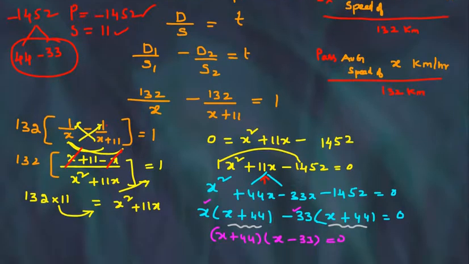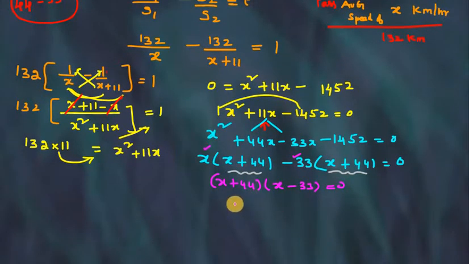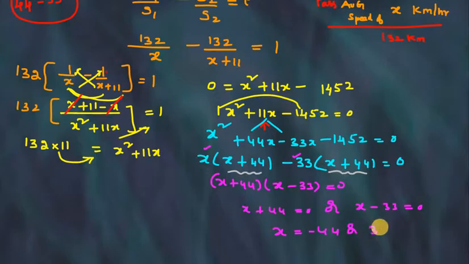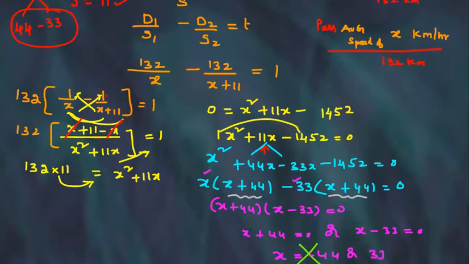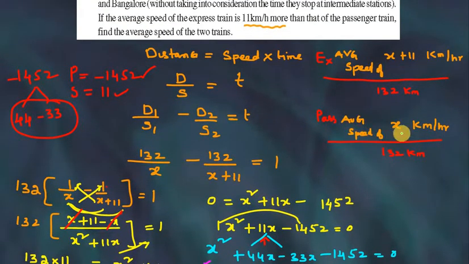So AB is equal to 0. So A is equal to 0 or B is equal to 0. So x is equal to minus 44 or 33. And the speed cannot be negative, so I can discard this one. Why? Because we have taken x as the average speed of the passenger train. So that's why we can discard that.